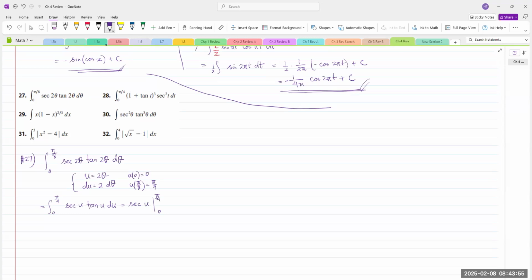Now we don't use secant u plus constant because this is a definite integral. But at the same time, because we don't use constant, then we must use the limit, the interval of integration. Okay, which is secant pi over 4 minus secant 0. That's radical 2 minus 1. That's number 27.